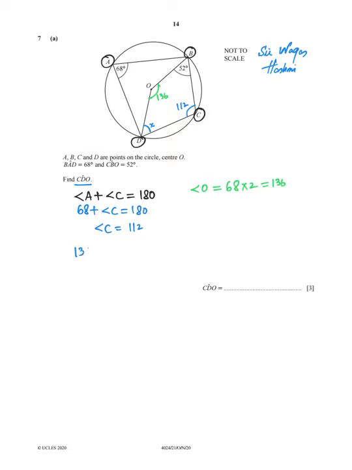So it will be 136 plus 52 plus 112 plus angle X, and the sum is equal to 360. So 136 plus 52 plus 112, and you need to subtract it from 360, so that is equal to 60. Alright, so for the first part the answer is 60 degrees.